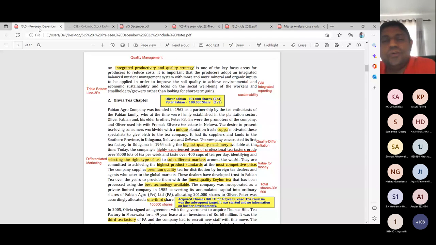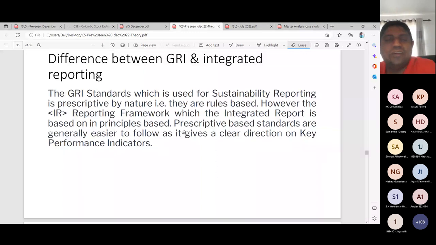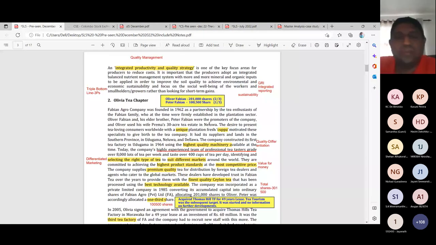So it's your duty to go into detail on that. I just showed you some of the things that you can do with this information. You have to work hard with this information.